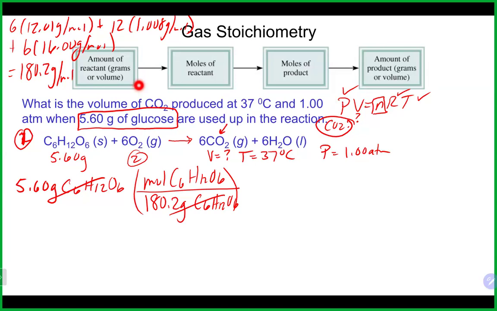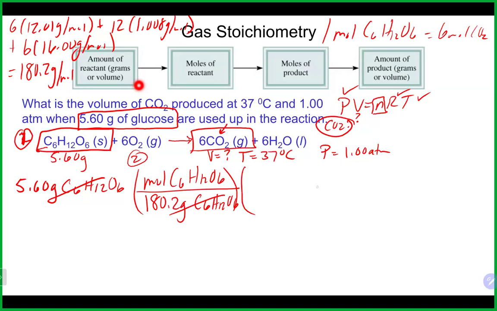So we would do our third step here, which is our stoichiometry, and we want the relationship between these two from the equation. From the coefficients, we can see that for every 1 mole of C6H12O6, we get 6 moles of CO2. That would be our third step in our stoichiometry problem. 1 mole of C6H12O6 gives us 6 moles of CO2. That's going to get rid of those, and that will get me 5.6 times 6 divided by 180.2.